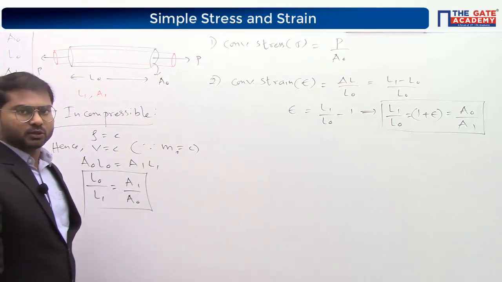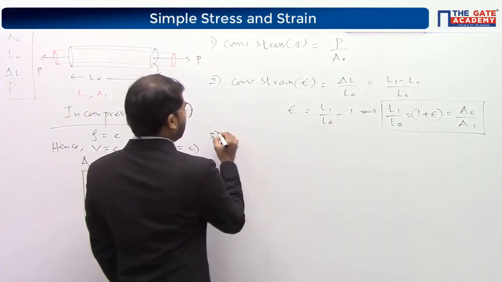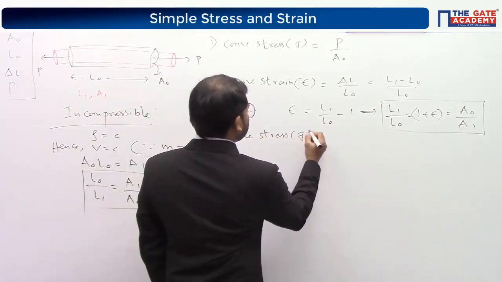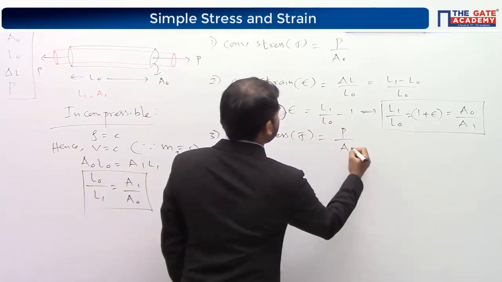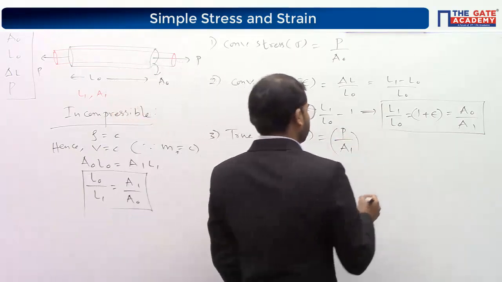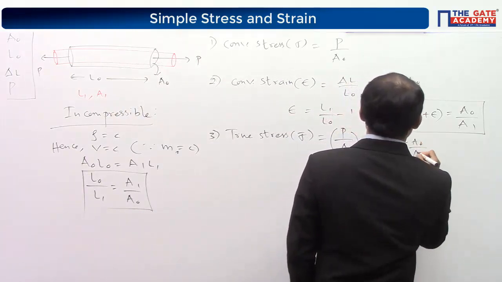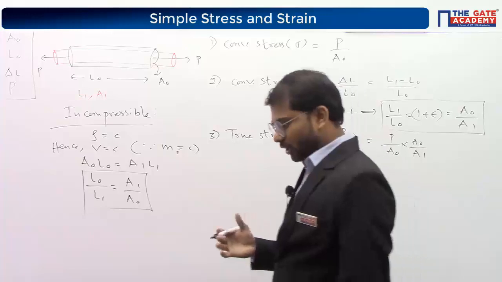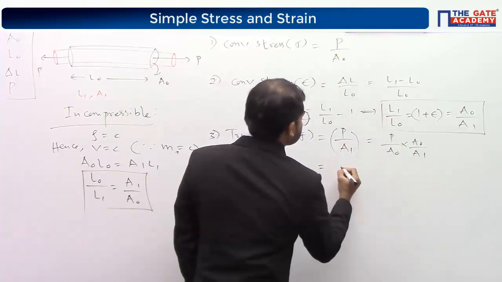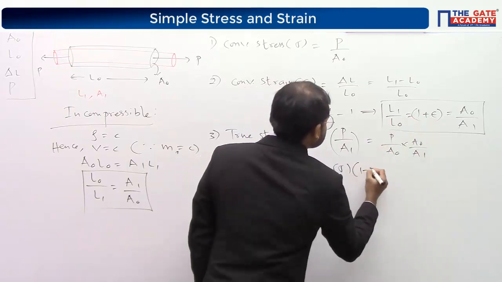Let's use that condition here. Now the third one is our true stress, the main thing here. True stress, correctly speaking, is according to the formula P by A1. But we don't know the value of A1, right? So what we do is write it as P by A0 into A0 by A1. P by A0 is actually nothing but conventional stress sigma, and A0 by A1, as we have just derived, is 1 plus epsilon.